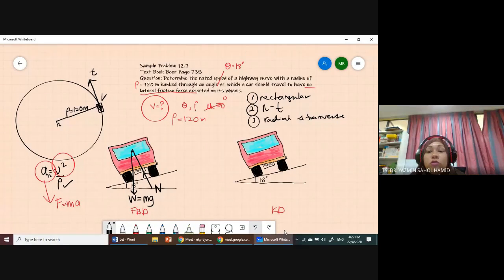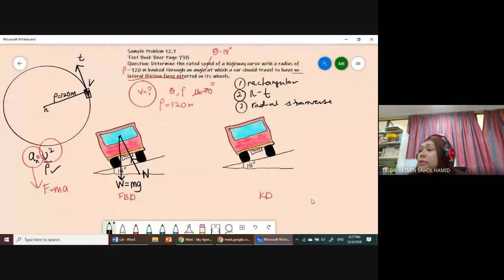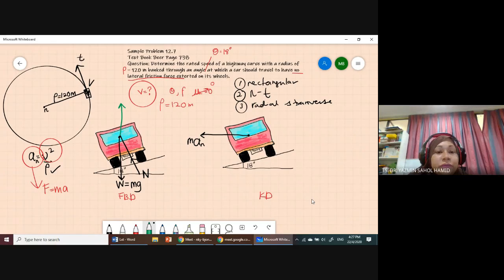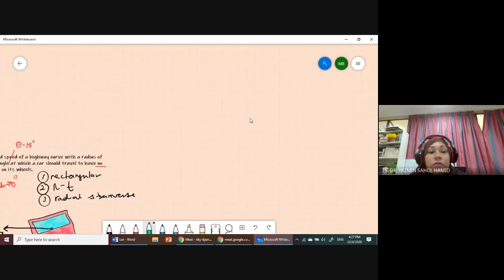Next, we need to draw the kinetic diagram, because the acceleration is in uniform circular motion, so it is pointing exactly at the point here. So this will be the acceleration m a_n. Now we have to use the coordinate system, which is the normal and tangential. So let's say this will be our y direction, this will be our x direction.